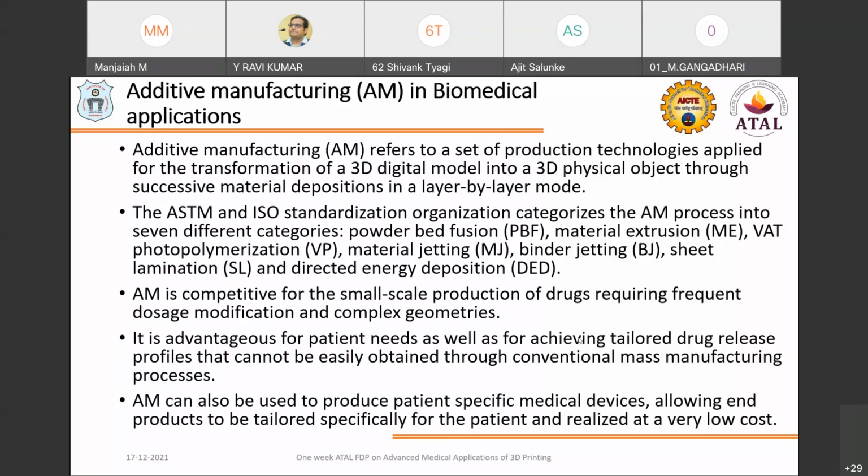It is very competitive in the case of small scale production of drugs, which is required for dosage modification, even complex geometries and patient-specific compounds. All these can be made with powder bed fusion technologies as well as EBM technologies. It is very advantageous for a patient's needs, achieving tailored drug release profiles that cannot be easily obtained through any conventional manufacturing process, and that can be addressed with metallic 3D printing. Additive manufacturing can also be used to produce patient-specific medical devices like operation tools or alloy products tailored specifically for patients, realized at a very low cost with 3D printing.